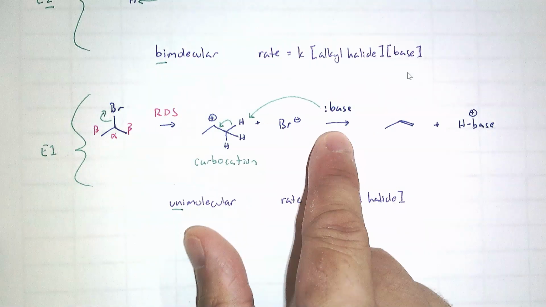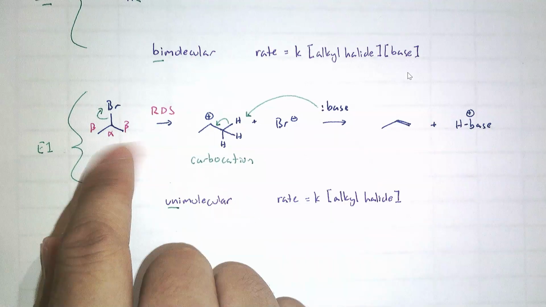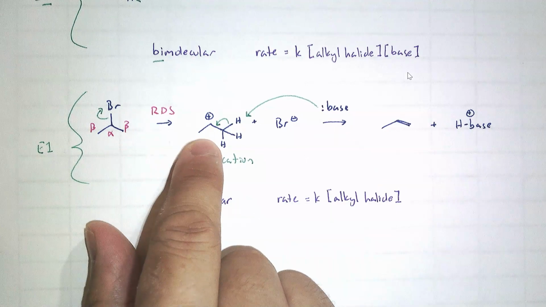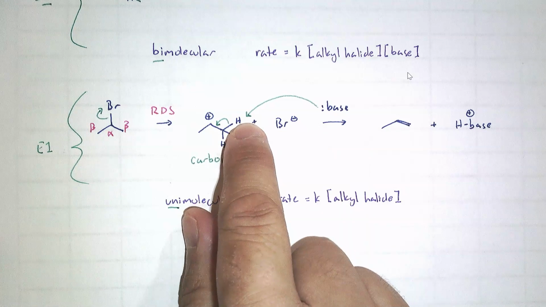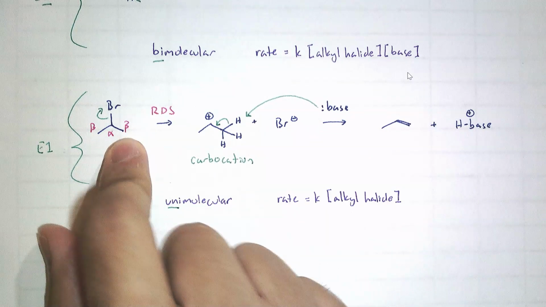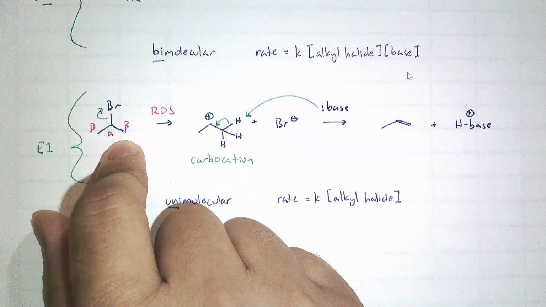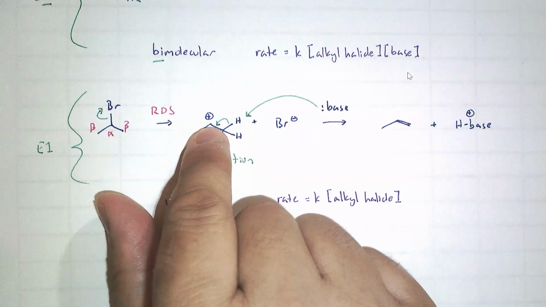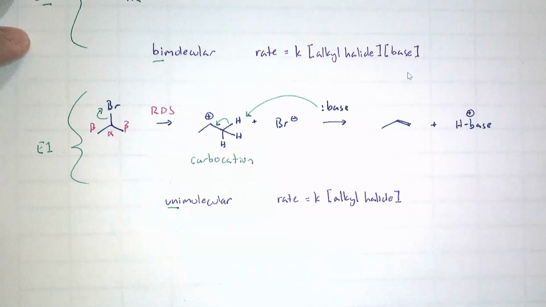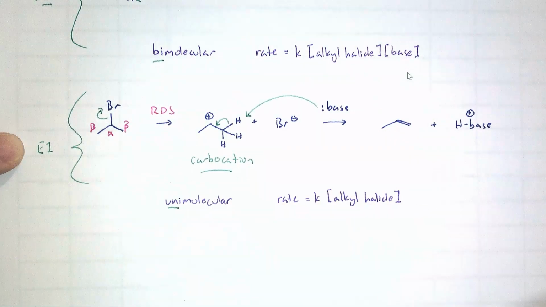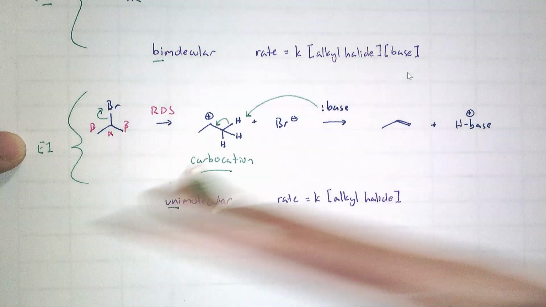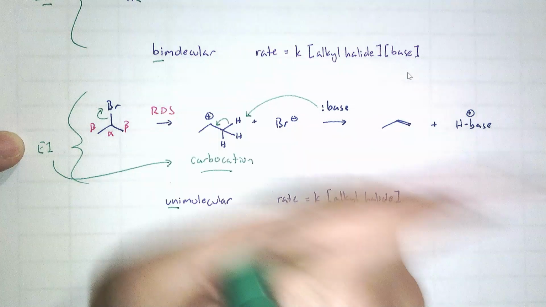Weak base hangs out until you get a carbocation. Okay, and now it has motivation to grab this proton. It's a weak base. It really doesn't have, I guess, the motivation, the driving force to grab that proton until there's a carbocation there. That's important that we form a carbocation. Unimolecular processes, whether it's E1 or SN1, go through a carbocation.